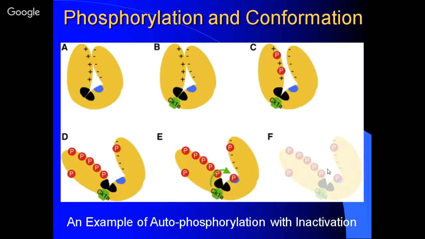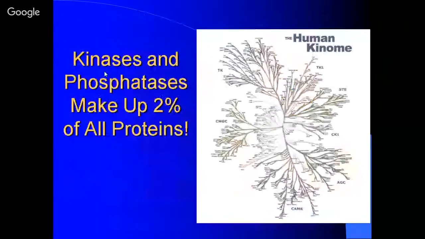You want to recycle the enzyme? Put a phosphatase in there that can take all those phosphates we put on, and you return it to its quiescent state. Okay? That's what's going to be going on continuously at a highly specific set of levels.